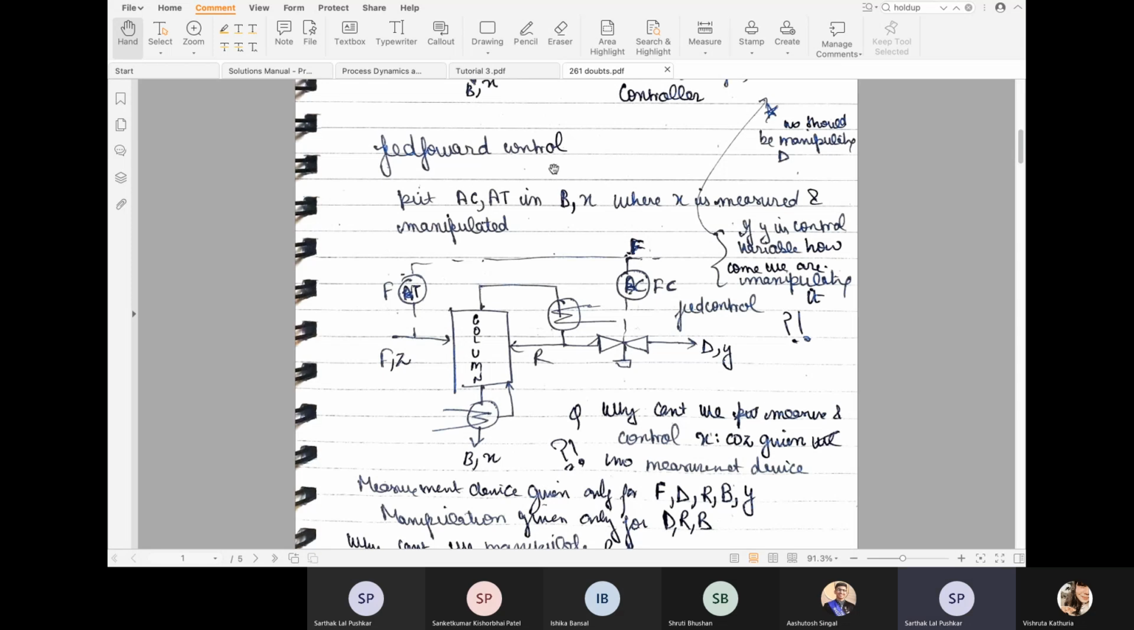Right. So in feedforward control, if we are changing F, maybe we could have changed B as well. If they're viable, we could have changed B and R as well to get the required composition. Can we say that?